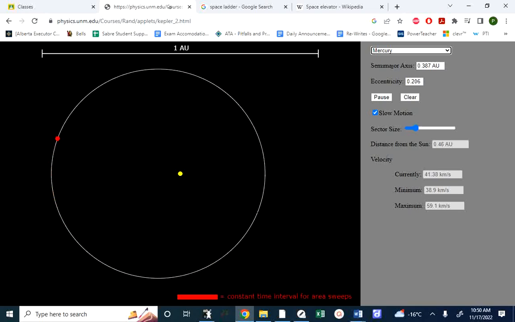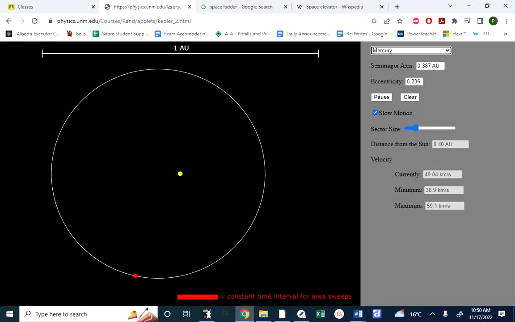And you'll notice that we call the semi-major axis the distance here, but for Earth it was 1 astronomical unit. Here it's 0.387. So it's like the radius. It's the average distance between Mercury and the sun. If you take the distance from Mercury when it's here to the sun and add it to the distance from here to the sun and then divide by 2, you get what's called the semi-major axis. And it's like an average orbital radius.